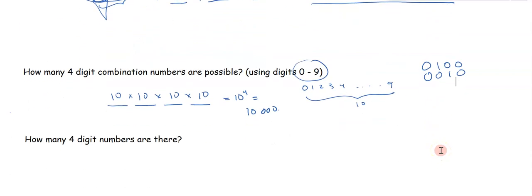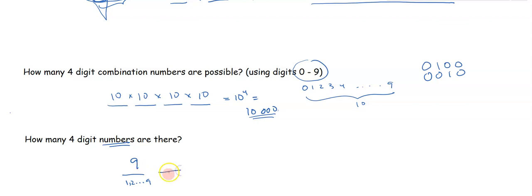How many 4-digit numbers are there? Okay, so this is a little bit different. It's not quite 10,000 because in a number, you would never start the first digit with 0. The first digit has to be a 1, a 2, all the way through 9, right? So you actually only have 9 options for the first number. You can't use a 0.